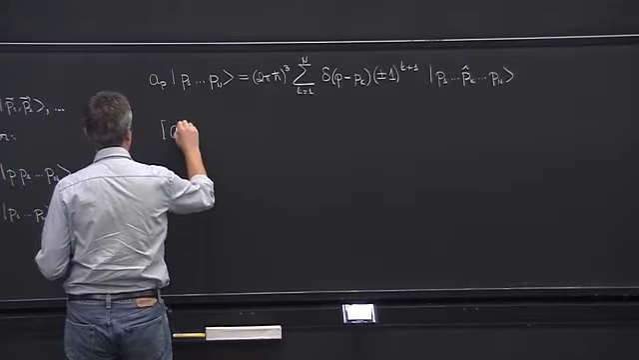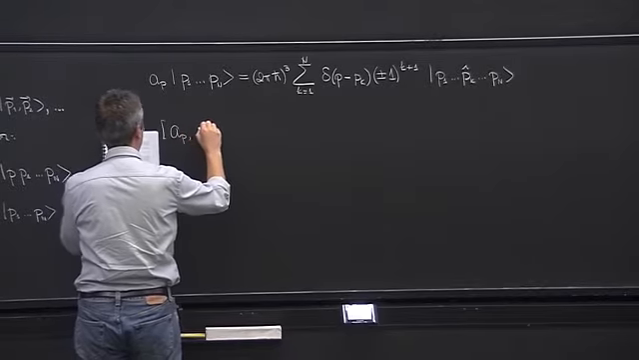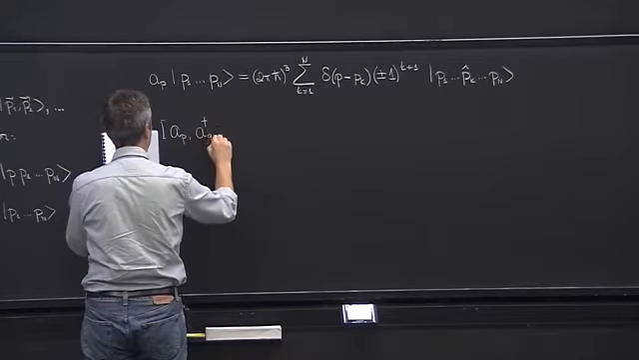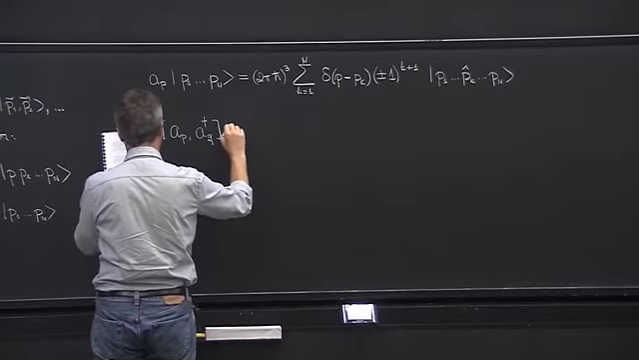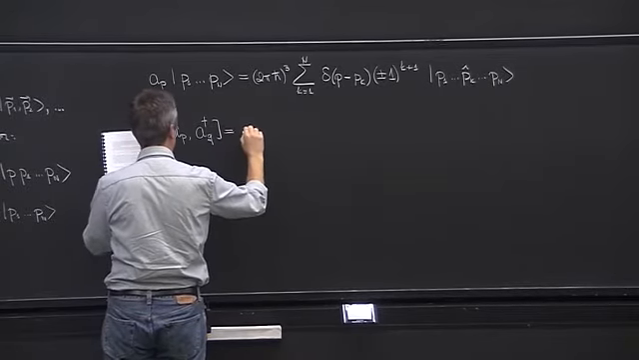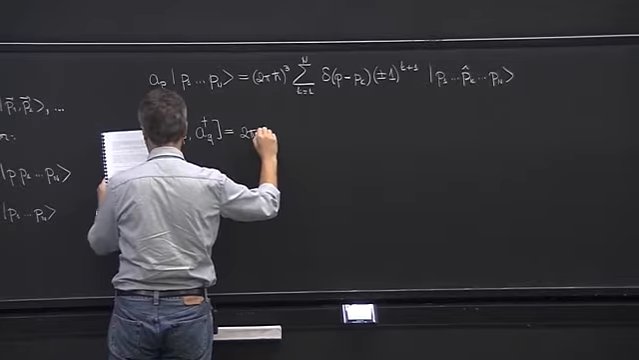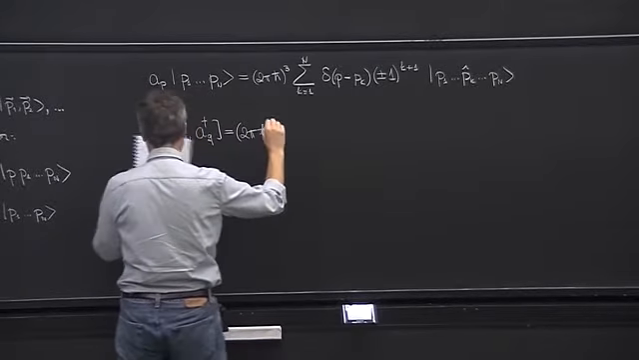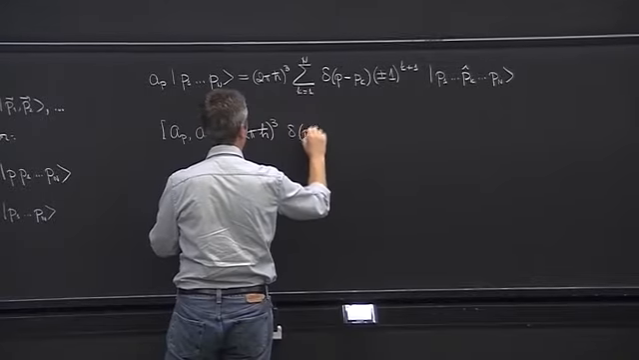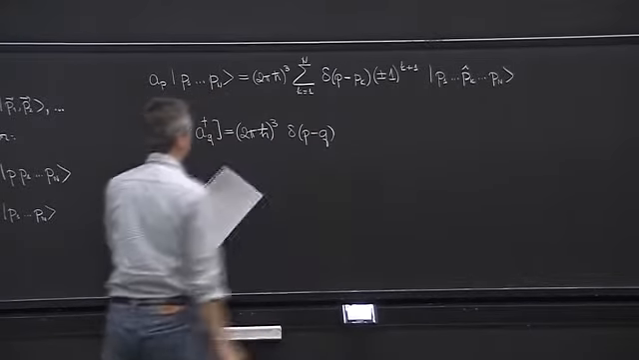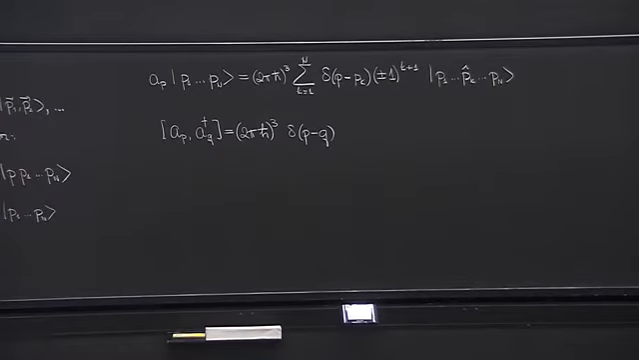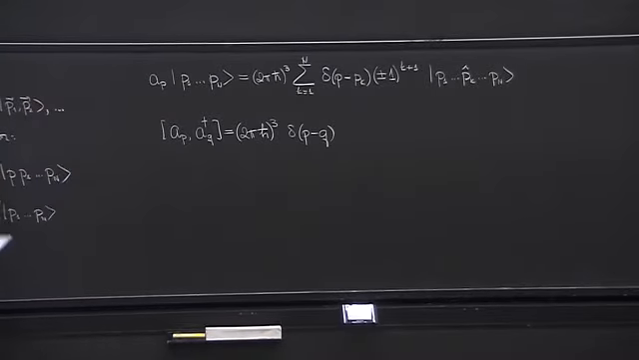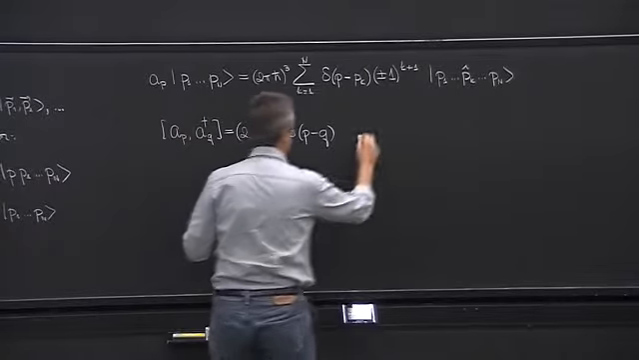So if we commute A_p with A dagger_q, then the commutator will be equal to (2 pi h bar) cubed times the delta function. Again, I do not give a derivation, but it's an easy exercise based on these two formulas. So this formula is valid for bosons.